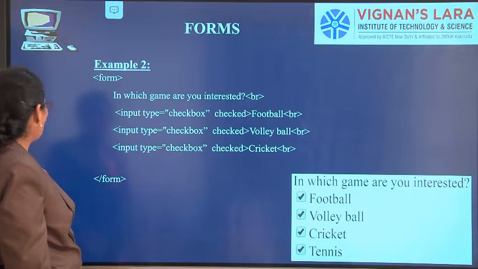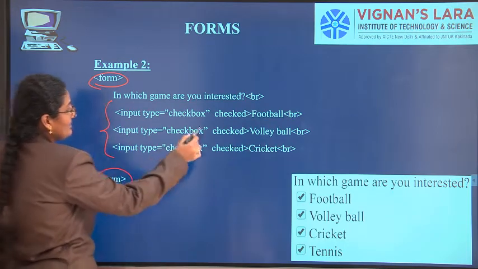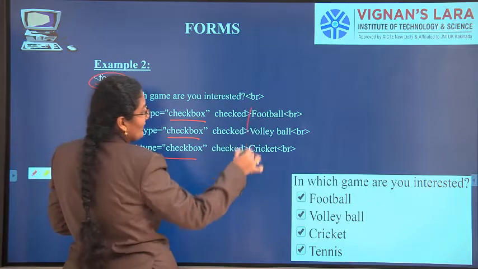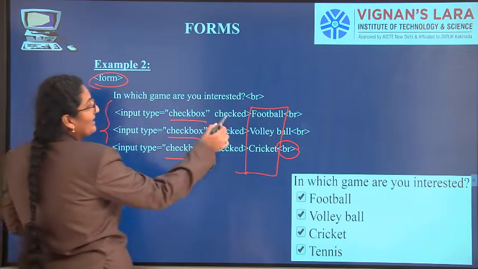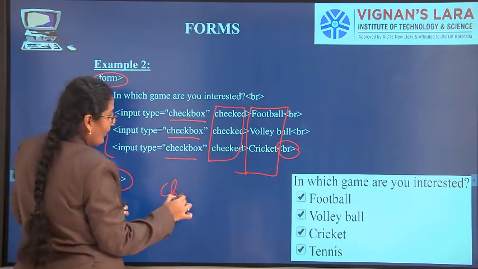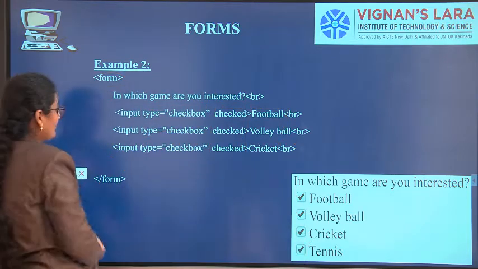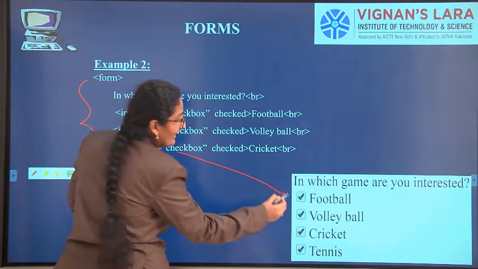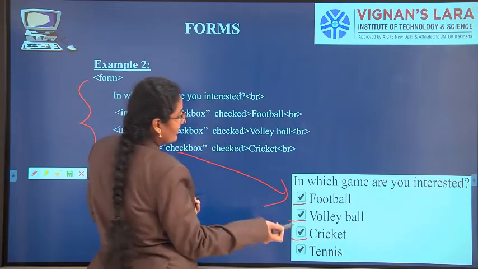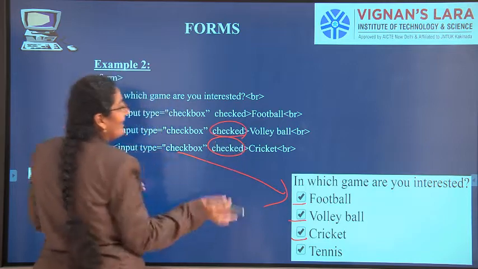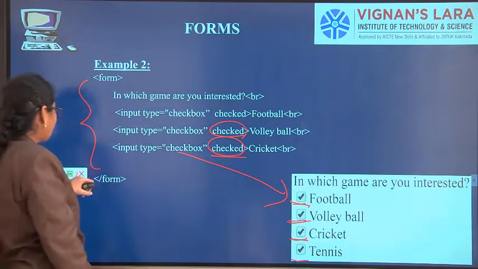So see here how the output will be. Form open, form close. Input type is all checkboxes. In the checkboxes we have given all the game names. To break we are using the break tag. Here by default I have given checked. By default if I mention checked, all the checkboxes will be automatically selected. So by writing this program, we will get this output. In which game you are interested, I want all the checkboxes to be selected already. So I have given checked. When in the program I have given the word checked, all my checkboxes will come selected.